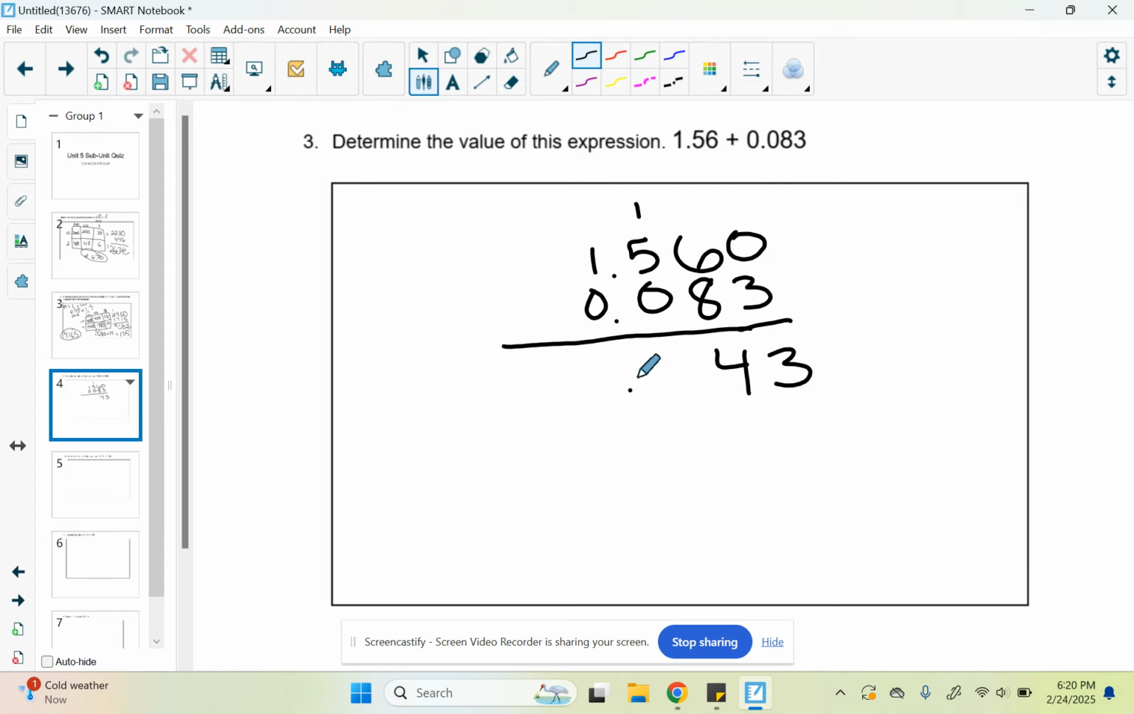1 plus 5 is 6, plus 0 is still 6. 1 plus 0 is 0. So our sum is 1.643, or 1 and 643 thousandths. All right, let's keep going.